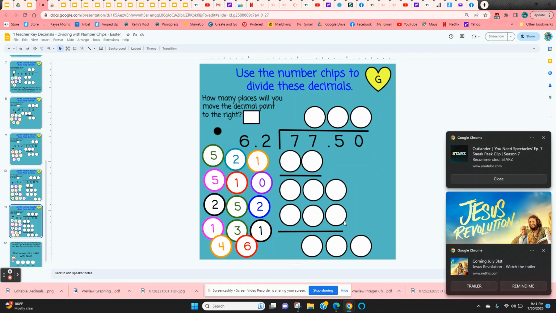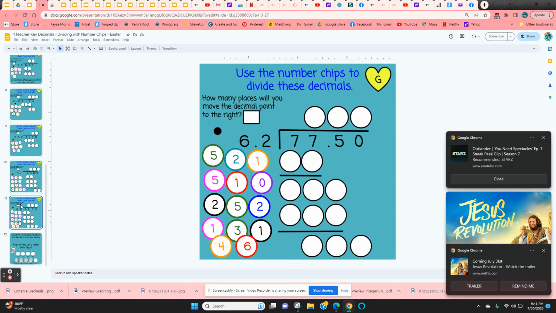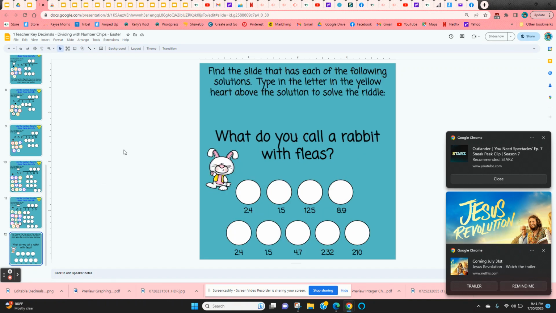Now, when they get toward the end, and if the numbers aren't working correctly, they know they've made an error somewhere and they have to go back and look. So it is somewhat self-checking. Now, if you notice, every slide has a yellow heart in the upper right-hand corner and a letter in that heart. So that's going to help them on the very last slide when they have to solve an Easter riddle.